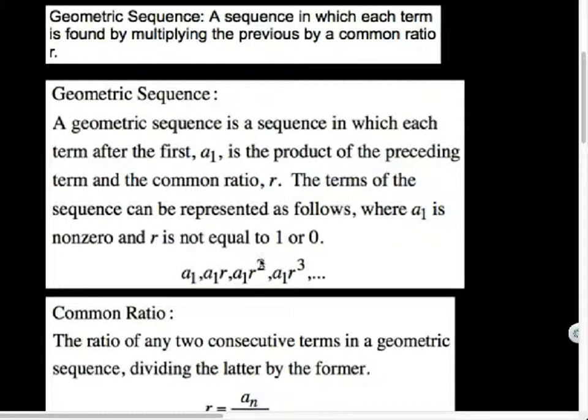The third term could be found by multiplying the first term by r squared, right? Because multiplying by another r, you would add the exponents. R times r is r squared. Multiplying by another r would be r squared times r, which is r cubed. You guys get the idea.